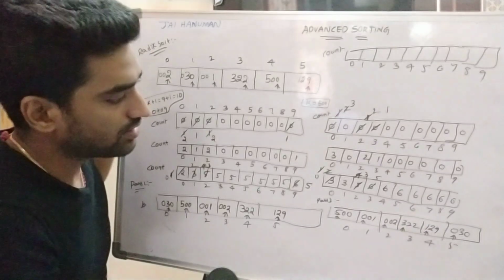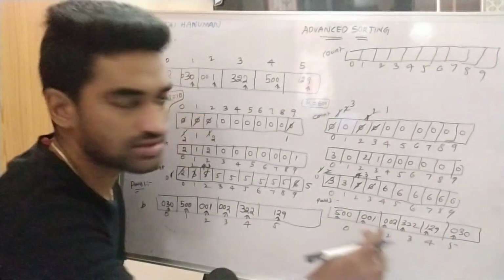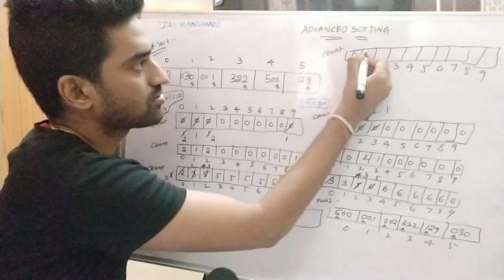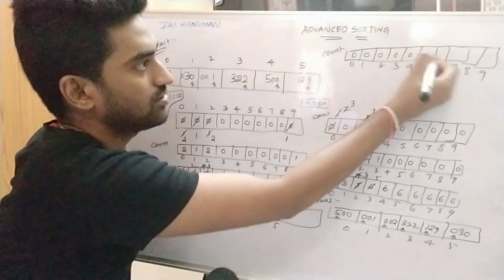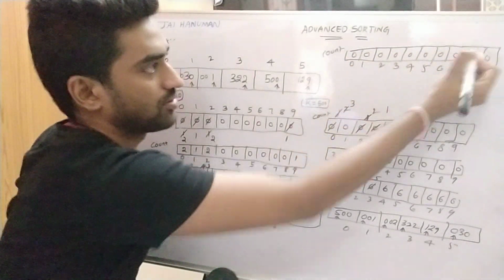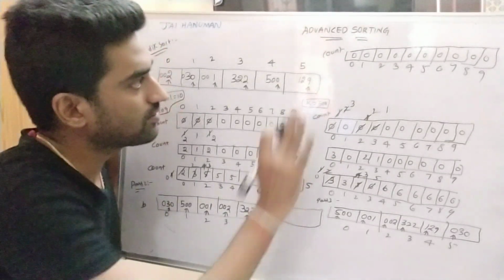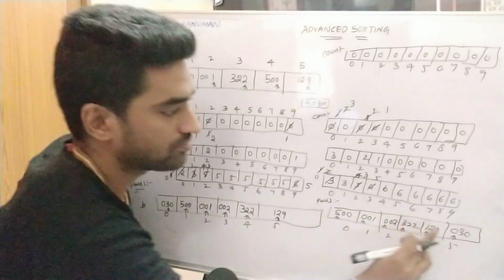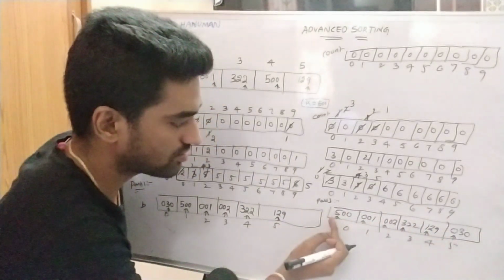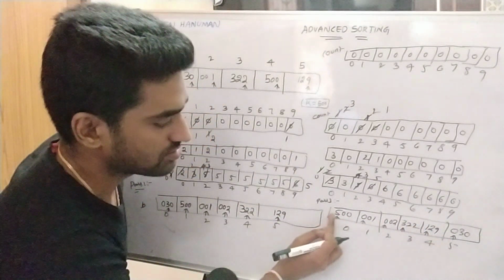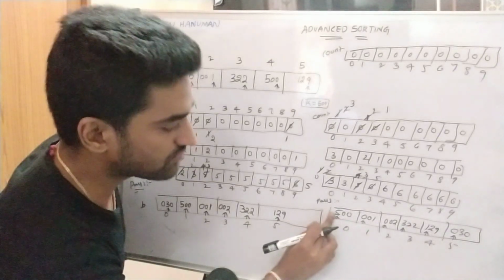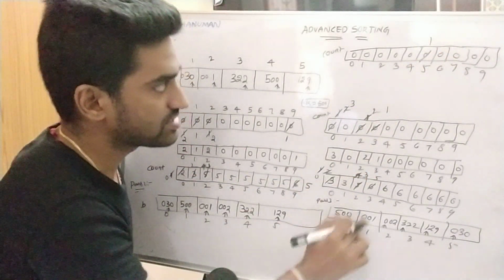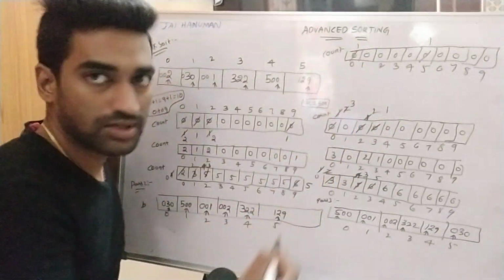So the third digit positions we can update in the count array. Initially it is all zeros. Now update the count array based on the third digit positions. So the fifth position: here the third digit is 5, so go to the fifth index and increment by 1. Then 0, so go to the 0th position and increment by 1.